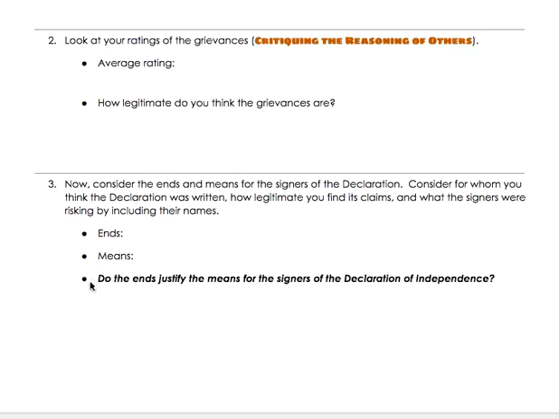And then answer the final reflection question. Do the ends justify the means for the signers of the Declaration of Independence? Who was it written for? What did it say? How legitimate are the claims? And what were the men who signed that document risking by signing it?